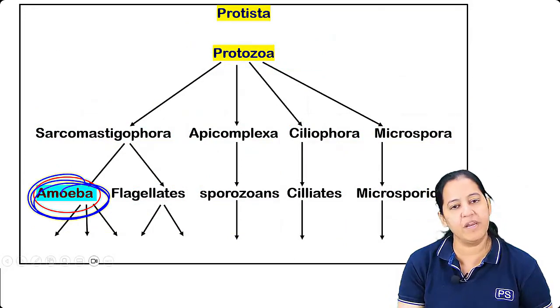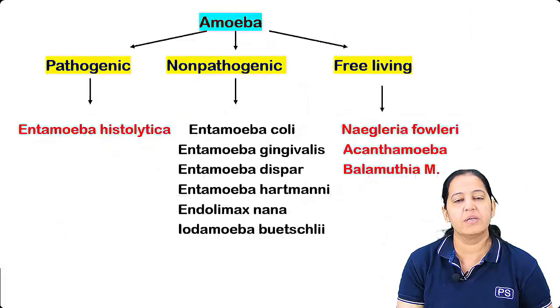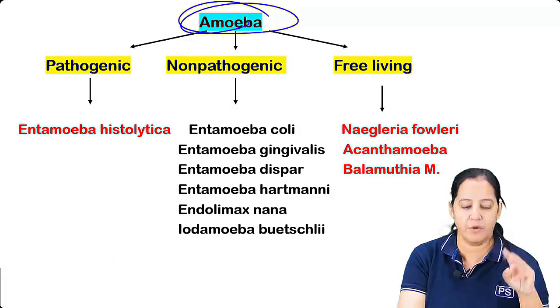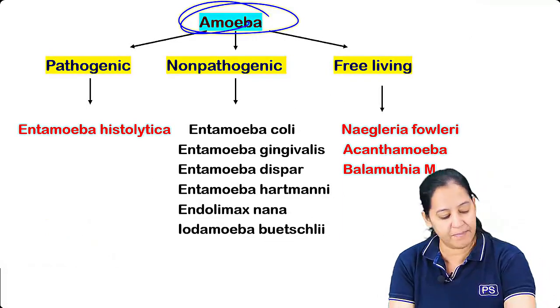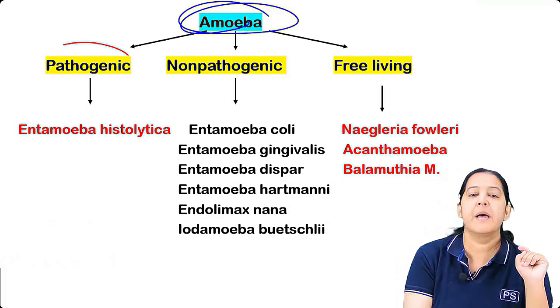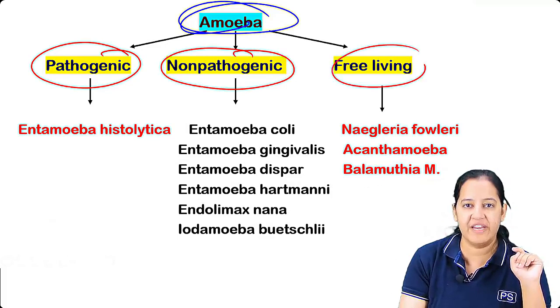How many amoebas are there? See the three arrows. There are three types of amoebas. What are the three types? Pathogenic, non-pathogenic, and free living. Please understand the meaning.